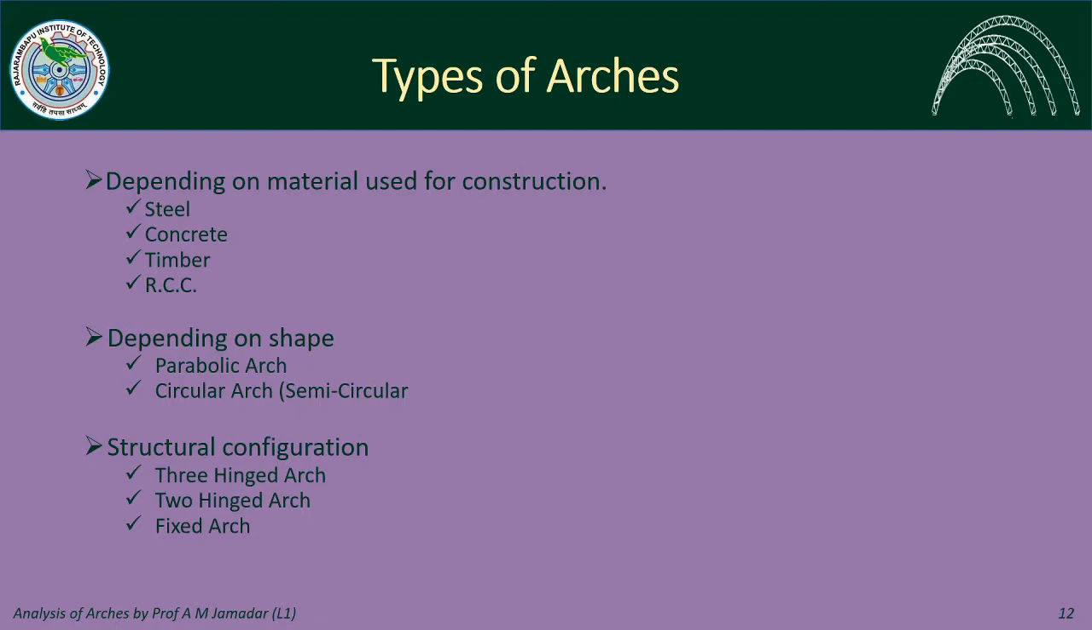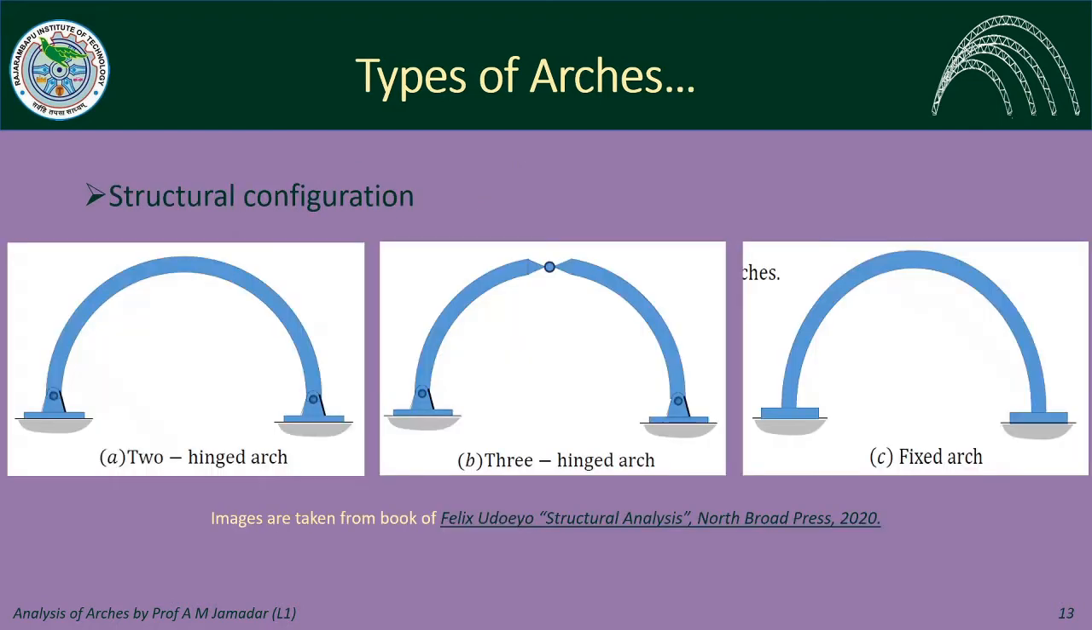Okay, then next, depending upon the shape, this is also very important for us. Depending upon shape, the arches are generally a parabolic arch or a circular arch. That means the profile of the arch will be parabolic or the profile of the arch will be circular. And the third one is depending upon structural configuration, which we are interested in. That is three hinged arch, then two hinged arch, and fixed arch. So these are some classifications of arches. Okay, so after this, the classification most concerned to ours is depending upon structural configuration.